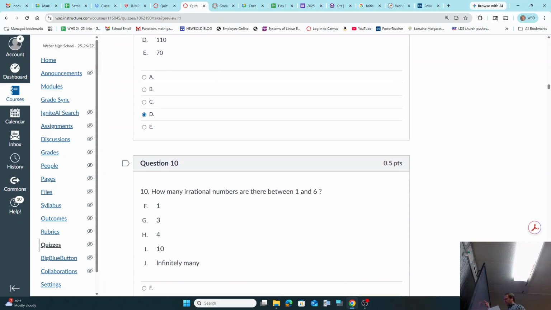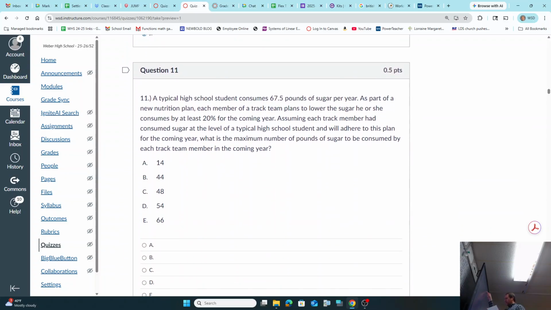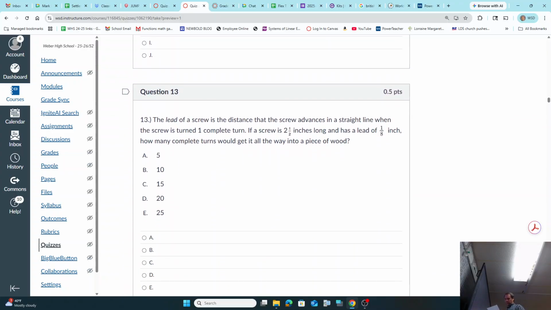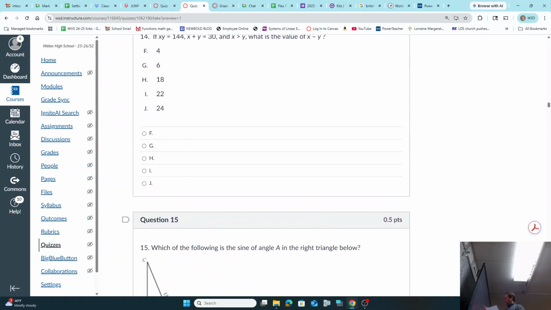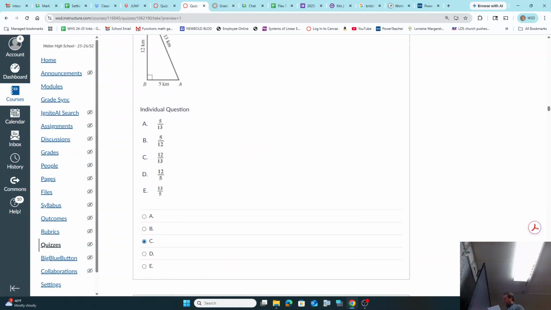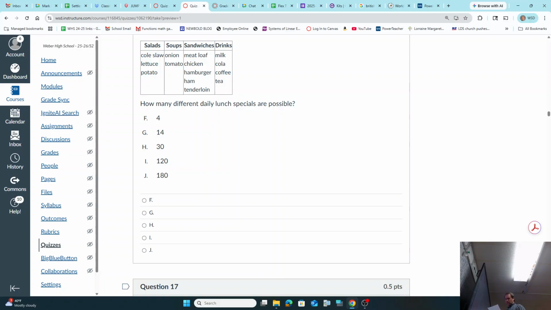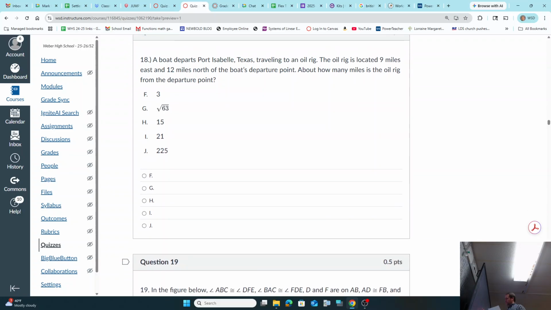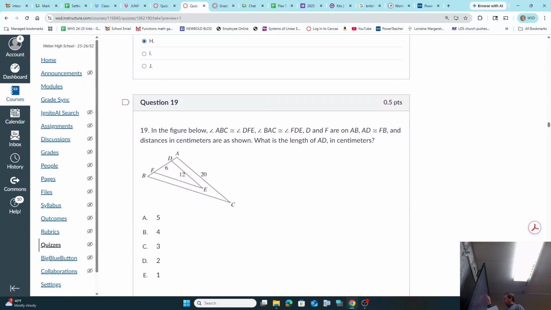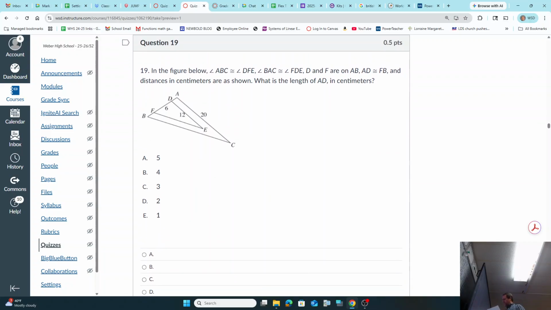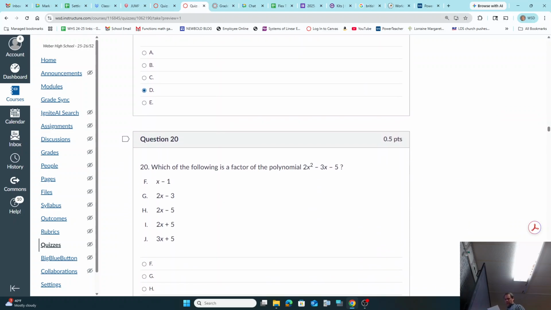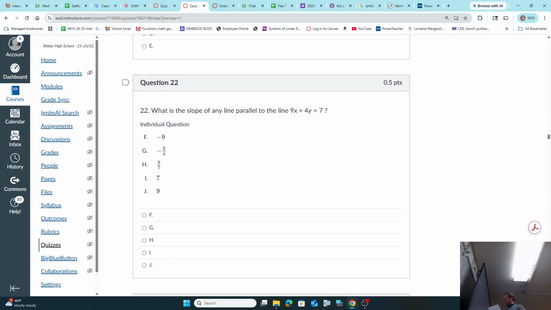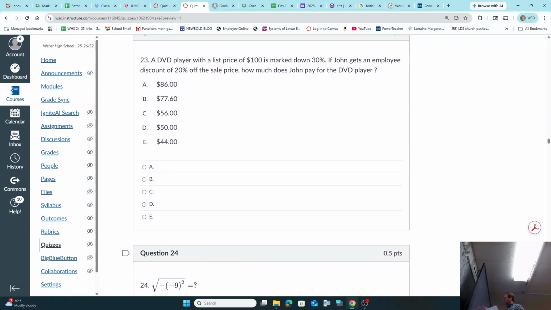Number 9 is D. Number 10 is J. 11 is D. 12 is F. 13 is D. 14 is H. 15 is C. 16 is J. 17 was B. Number 18 was H. Number 19 was D. 20 was H. 21 was C. 22 was G. 23 was C.